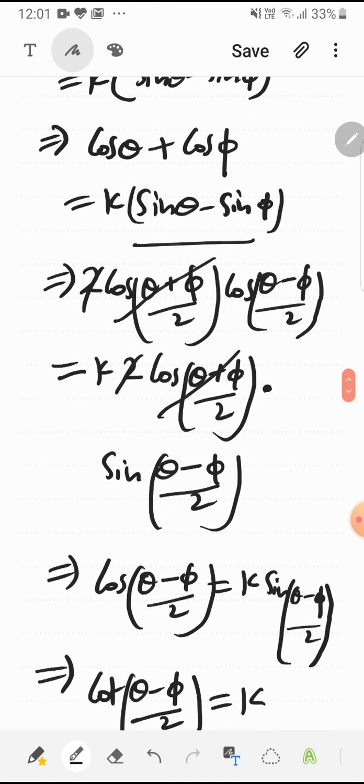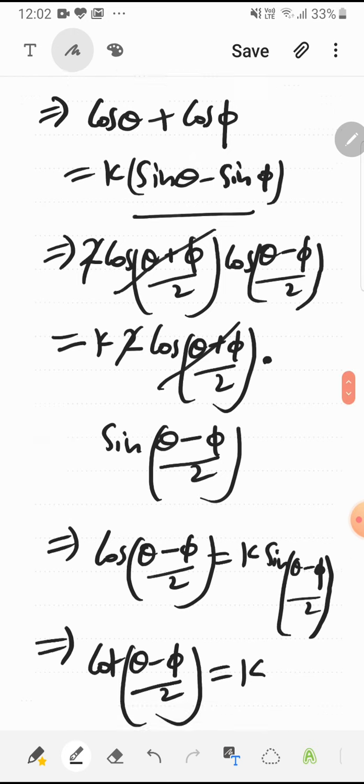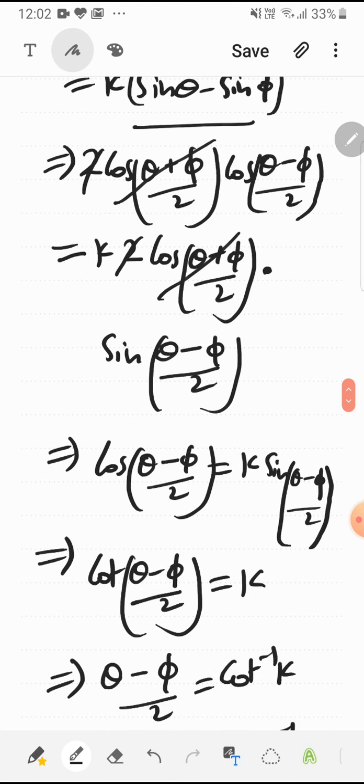Now, in the left hand side as well as in the right hand side, we can apply the C plus D formula. Remember the CD formula of trigonometry, which we have done in the plus 1 class. So 2 times cos (c plus d) by 2 into cos (c minus d) by 2 is equal to k times 2 cos (c plus d) by 2 into sin (c minus d) by 2, where c is theta here and d is phi. So the common factor cancels out, the 2 cancels out, and finally we are left with cos of (theta minus phi) by 2 is equal to k sin (theta minus phi) by 2. Now we can divide the whole equation by sin (theta minus phi) by 2, so that the left hand side is cot (theta minus phi) by 2, as the angles are the same, is equal to k.